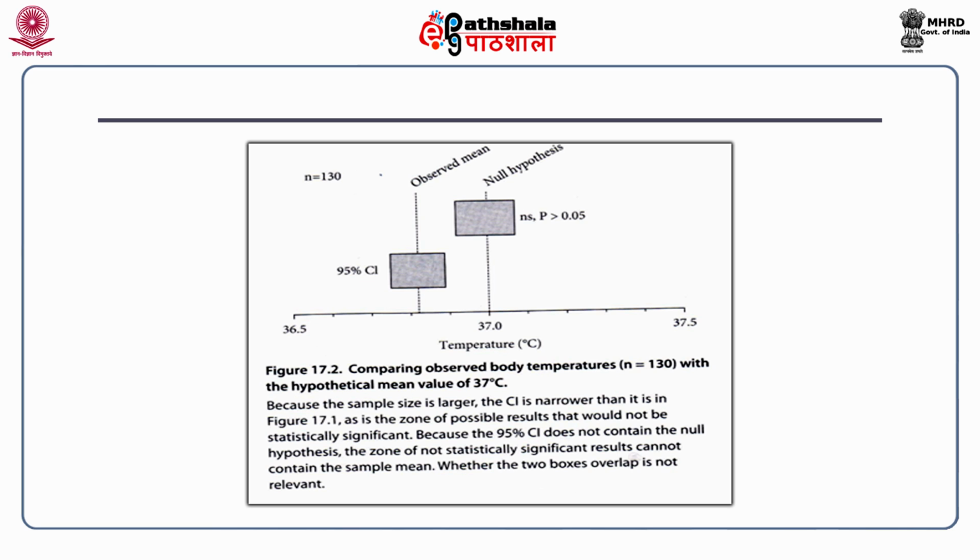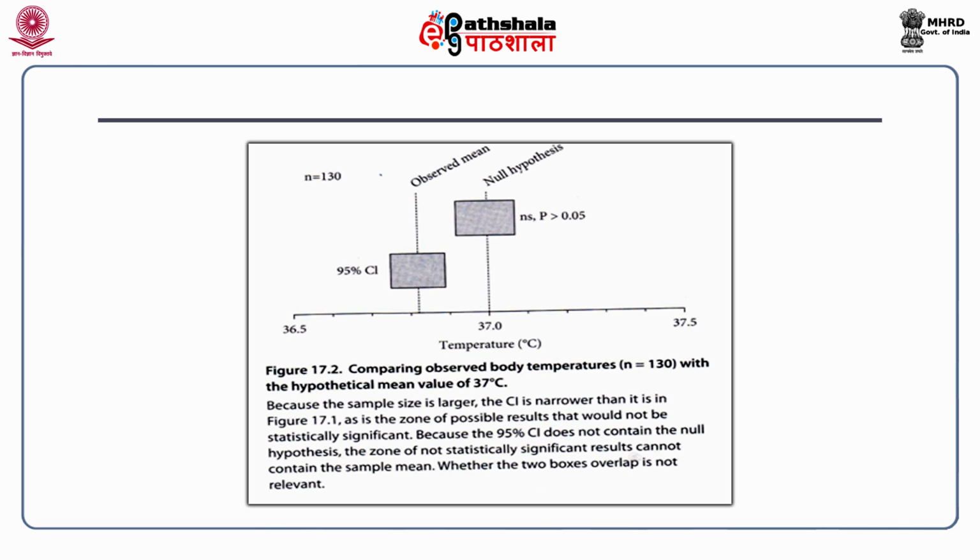So in this case you can see that the observed mean and the 95% CI around that observed mean do not include that 37, that is our null hypothesis. So whether the two things overlap or not is not the question here. Here there is no overlap, but in our earlier case there is an overlap. It doesn't matter. My point is whether the 95% CI includes that null hypothesis or not. In this case the null hypothesis 37% is not included in the range defined by the 95% CI.